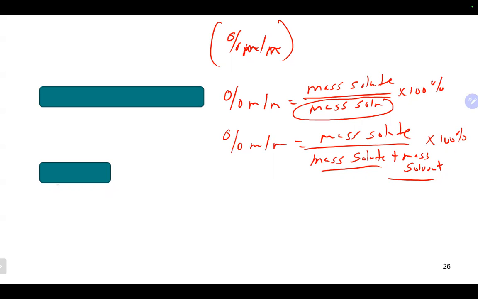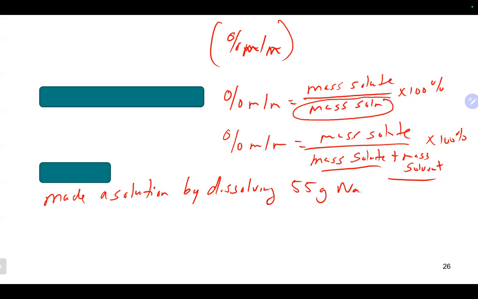So for example, if we made a solution by dissolving 55 grams of sodium chloride in 125 grams of water, what is the mass to mass percent? So why don't you take a second and see what you come up with.